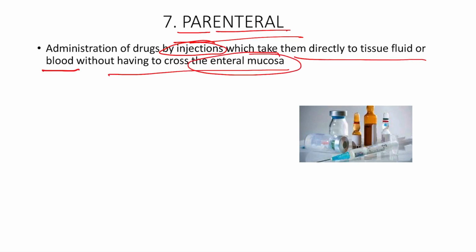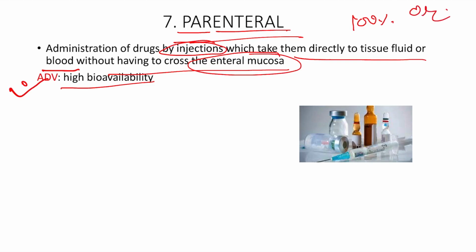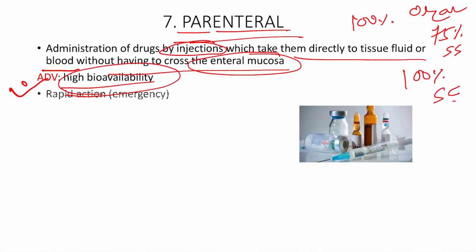So here we are injecting drugs directly into the systems, and there is no oral route, so no gastrointestinal mucosa comes into the picture. So what would be the main advantage? The main advantage would be high bioavailability. If you are administering 100% of a drug by the oral route, there are chances that only 75% of the drug reaches the systemic circulation. But here 100% of the drug reaches the systemic circulation. So high bioavailability, that is the main thing.